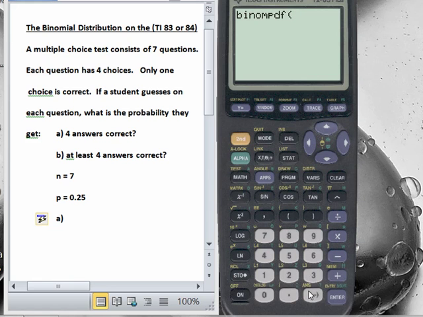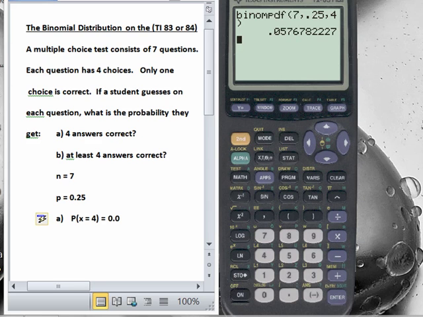So we hit enter, and then we put in n. n is 7. We put 7, comma. Then we put in our probability of a correct answer, which is 0.25, comma. And then we put in how many we're interested in. We're interested in the probability of getting 4 correct. So we put 4 in. We close the parentheses, click enter, and so the answer, the probability that x equals 4 is equal to 0.0576778 and so on. So that's part A.